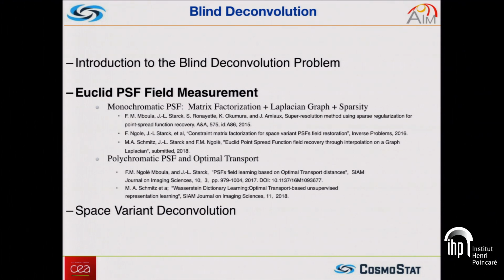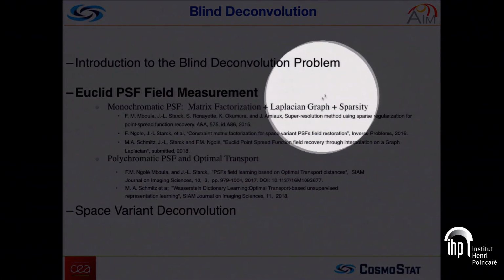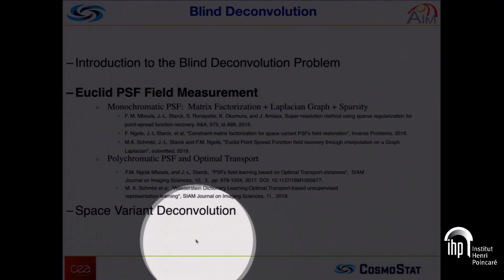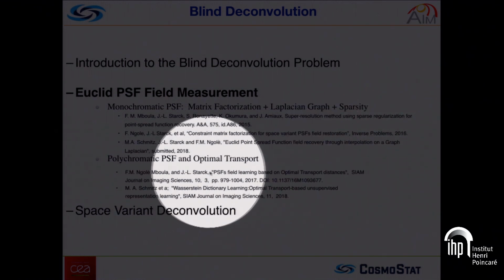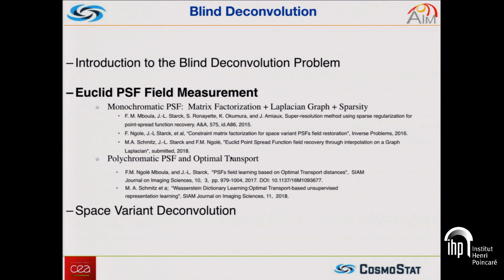In the second part of the project, I will show you a different approach for doing this, which will use matrix factorization, Laplacian graph, and sparsity. For the wavelength dependency, it will use optimal transport. We will try to plug all these techniques into one single software in order to get a solution to this problem.